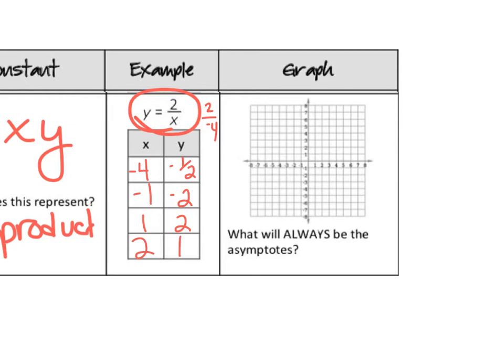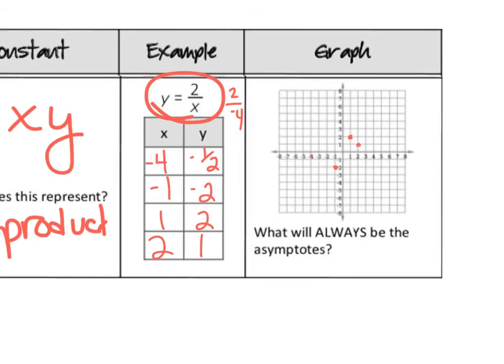All right, so I'm going to plot these points. -4, -1/2. So as I plot these points, I'm going to show you the shape that happens here. What happens is it ends up being in the first and third quadrant, and I get this curve that gets really close to both the x and the y-axis, but it never ever touches. Looks like this.